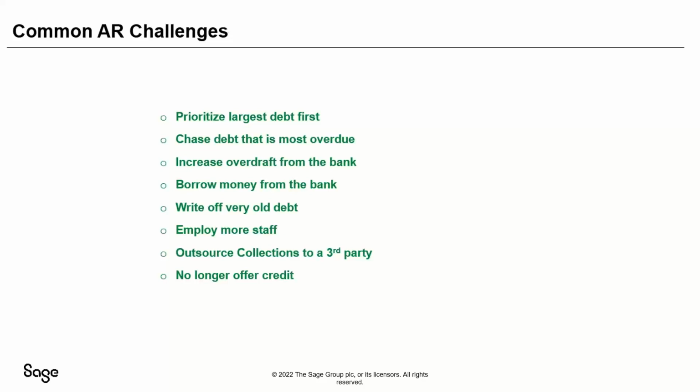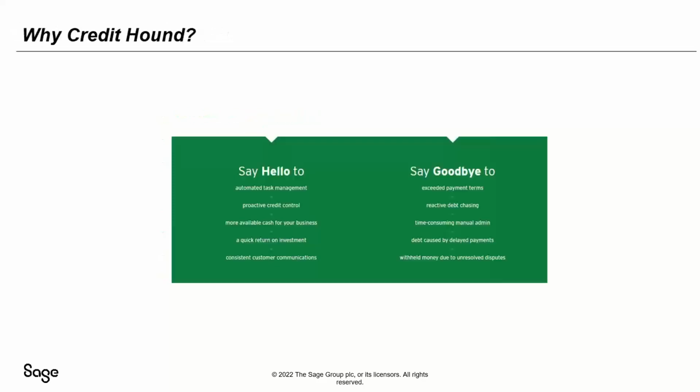A lot of businesses we speak to as well, before Credit Hound, they end up employing more staff or outsourcing their collections to a third party, which is a really expensive way of dealing with the problem, because you end up paying more money, but you have the same process and therefore you have the same challenges. And in some cases, businesses can no longer offer credit to their customers due to a lack of cash flow. And that can really negatively impact customer loyalty and may make potential competitors seem more favourable.